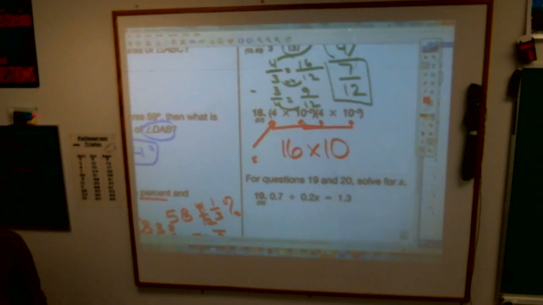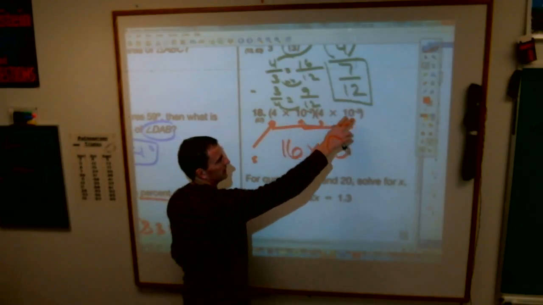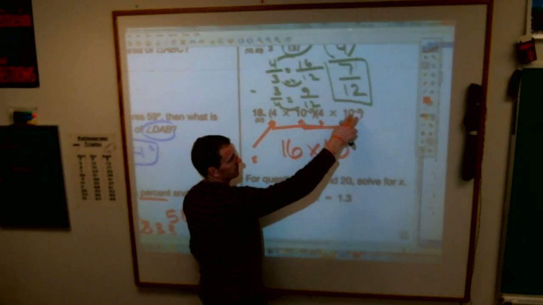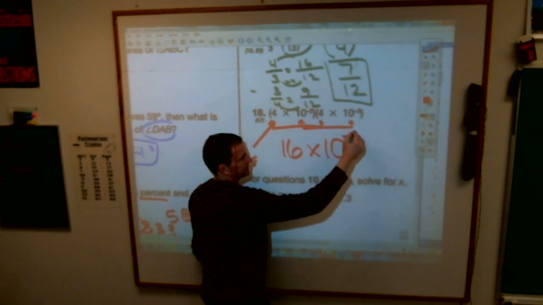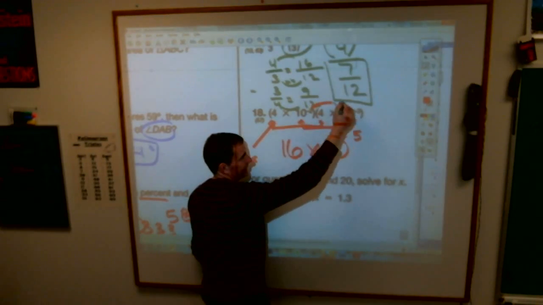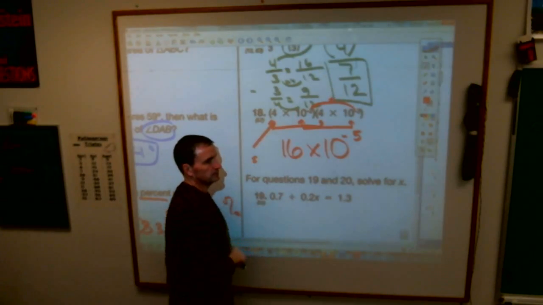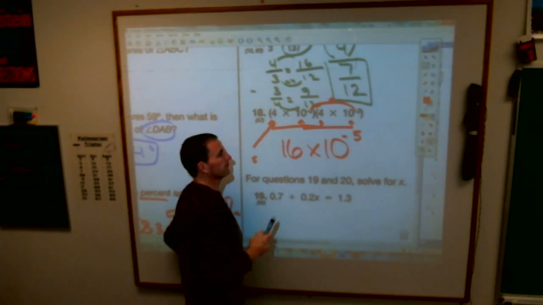Danny? It is. Why is that? Because when you multiply bases that have exponents together, you add the exponents together. And note to self, I'm adding these two together, not multiplying them. For the same reason when you add them.